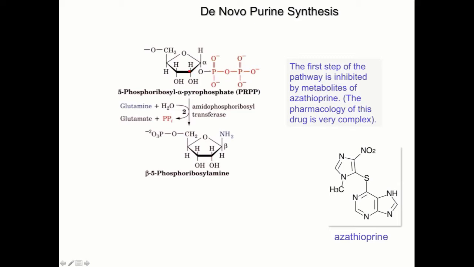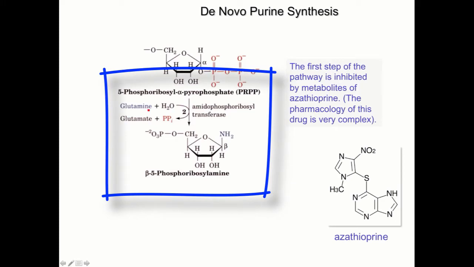The first step in purine synthesis involves this reaction where a nitrogen and an amide group is taken from glutamine and added to PRPP to make this compound. Azathioprine, an important immunosuppressive agent used in both transplant patients and as an immunomodulator in other patients, is an important inhibitor of this reaction.